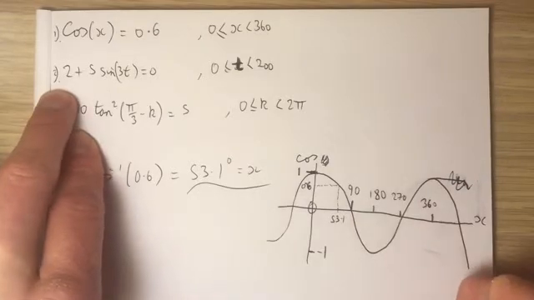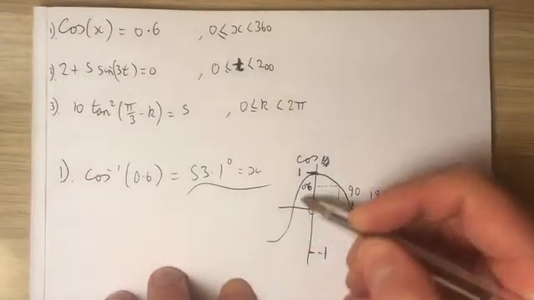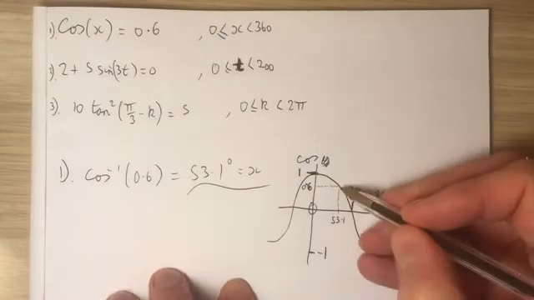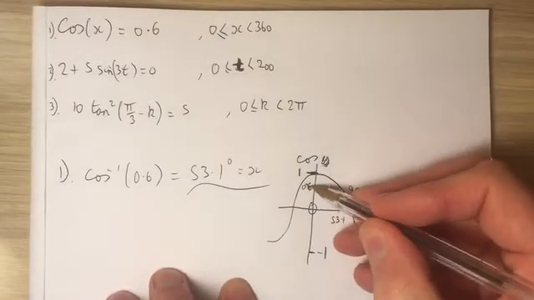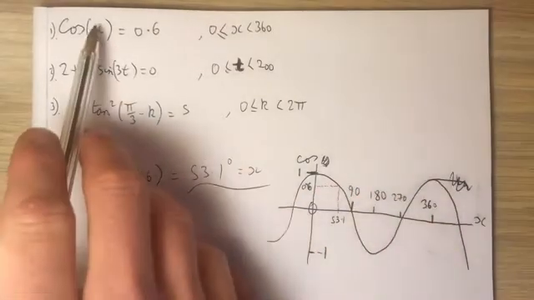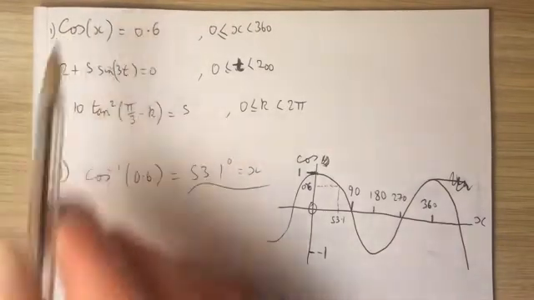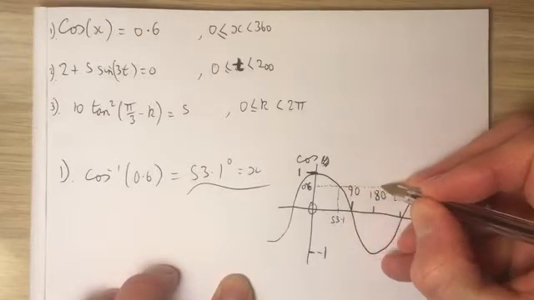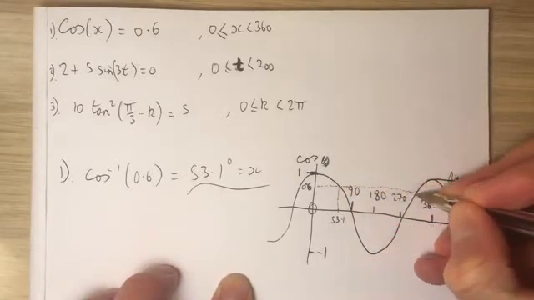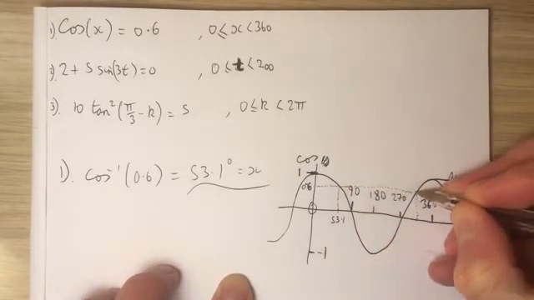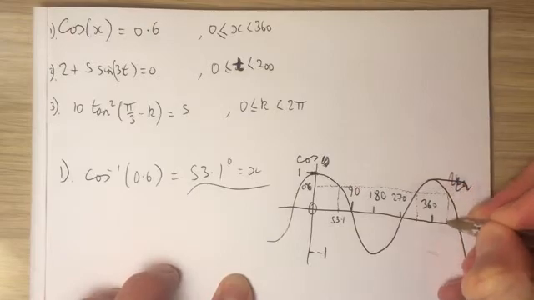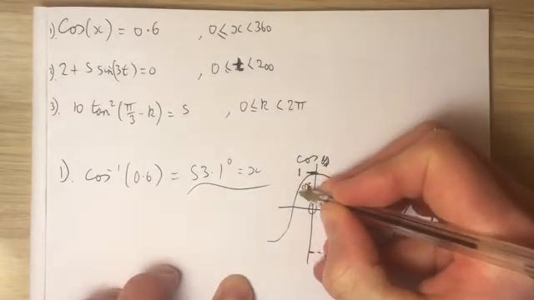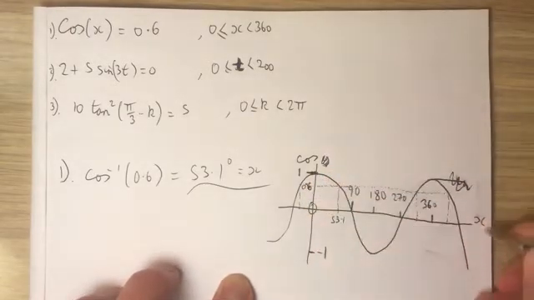Where else does the same graph, the same wiggle, hit that same answer of 0.6? Where else is cos of something equal to 0.6? And we can find out there's a few of them. So if we go across at 0.6, here's one. Go across at 0.6, here's another one. And actually there's one backwards as well, there's one here. And of course they keep coming time after time, wiggle after wiggle.